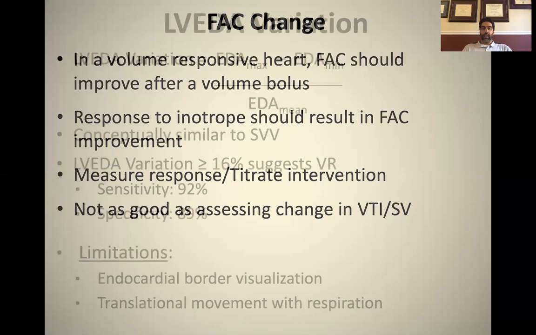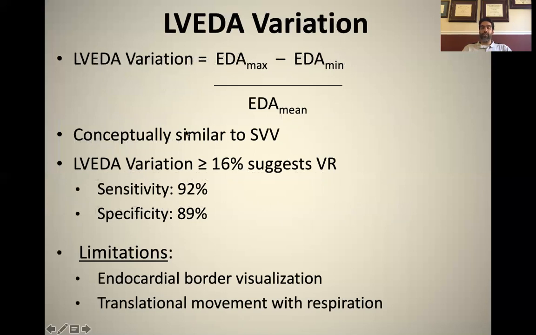Okay. In much the same way you can use stroke volume variation, you can use what's called LVEDA variation in the select patient to help you predict volume responsiveness. Using the same way as stroke volume variation, you get the biggest LVED area subtracted from the smallest LVED area. And this is all end diastolic area, so you're looking at diastole, and divided by the mean of the two. So what you're doing is you're looking at the end diastolic area in inspiration and the end diastolic area in expiration.